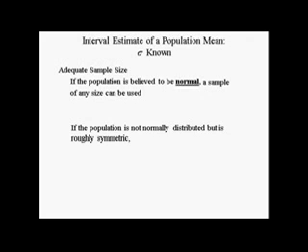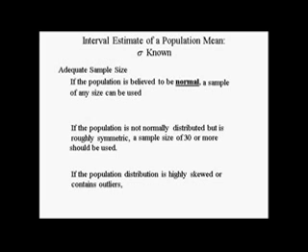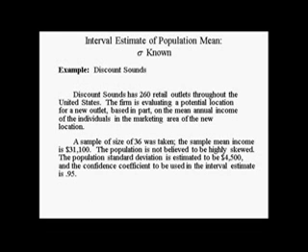If the data is from a population that is not normally distributed but is roughly symmetric, a sample size of 30 or more should be used. If the data is from a population that is heavily skewed or contains outliers, a sample size of 50 or more is recommended. Discount Sales has 260 retail outlets throughout the United States.